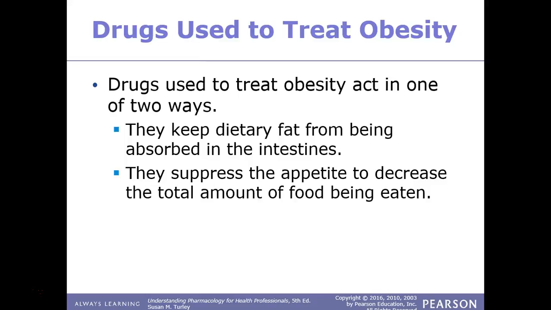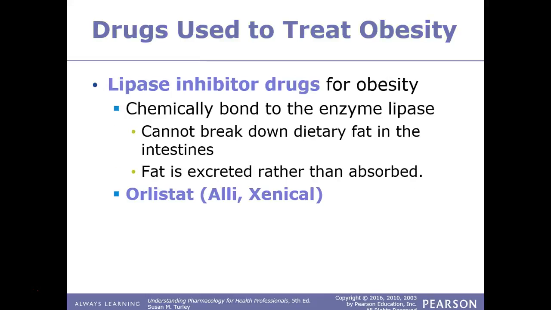The drugs that are used to treat obesity work in one of two ways. They either prohibit fat from being absorbed from the intestines to keep the fat content down, or they will suppress the appetite so that the patient will eat less.